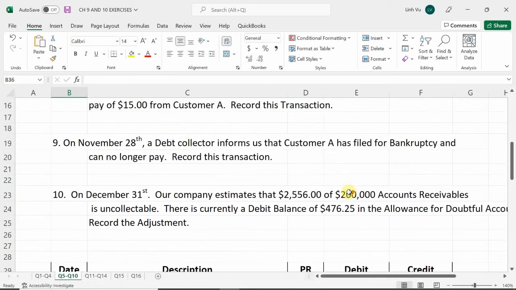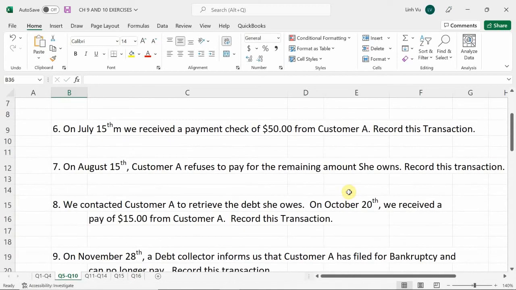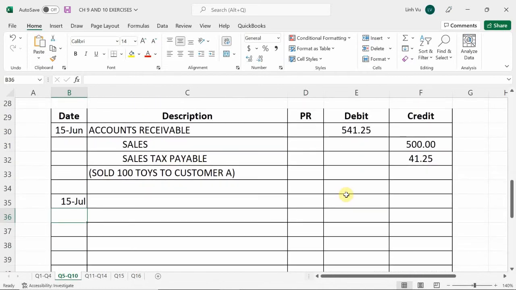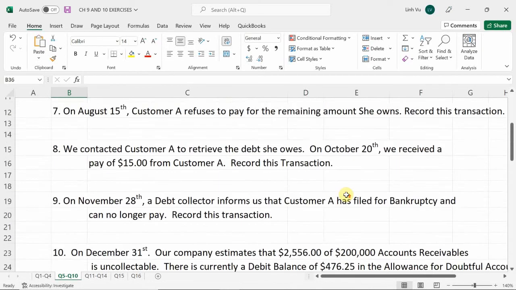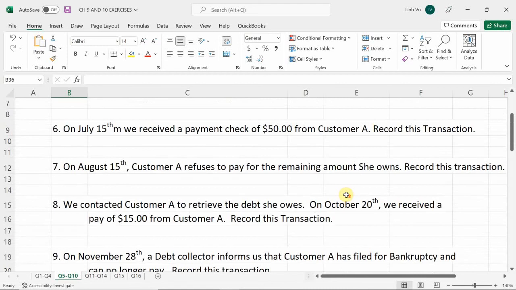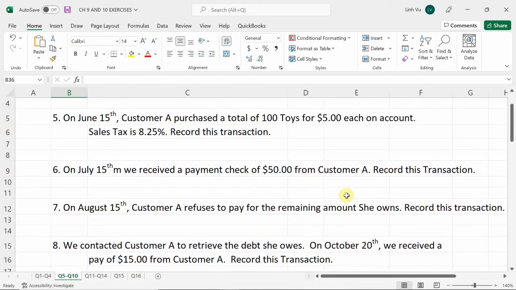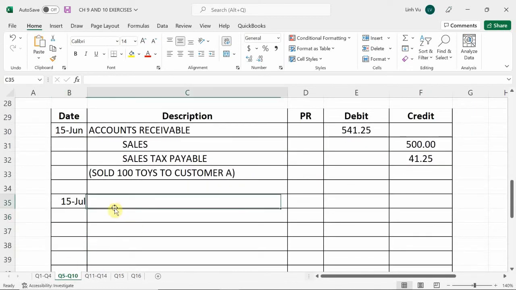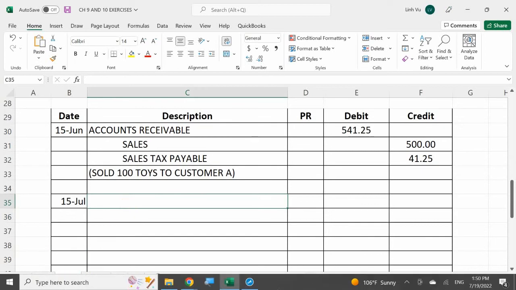I think it was July 15, right? Yeah, July 15, we received a $50 check from customer A. Good, right? Because in this case, what do you do with the check? It's going to go straight to your bank. So in this case, debit checking 50, and then you credit accounts receivable 50 and make a note who it was from.